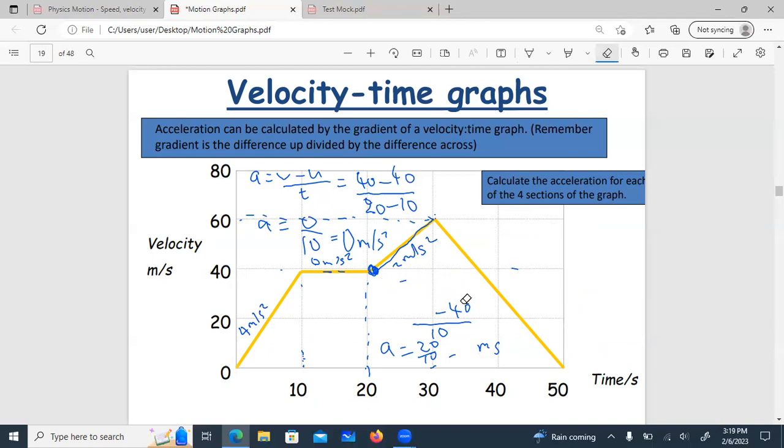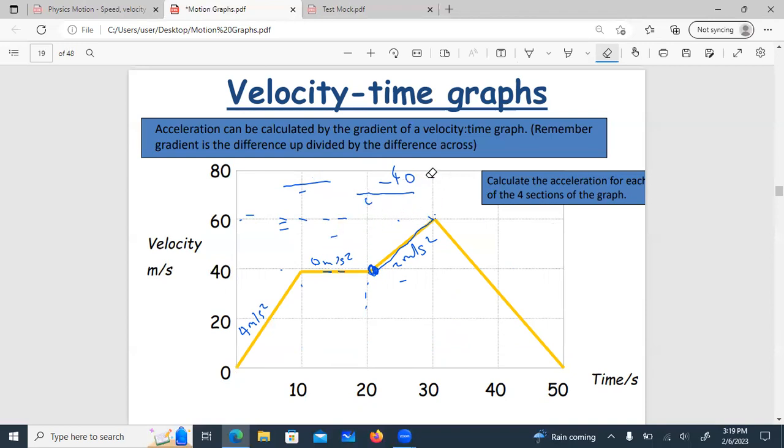Now take note of something about the steepness of the slope, okay? The slope of the graph. When our acceleration is high, the slope is very steep. When acceleration is 0, the slope is not steep at all. You have a flat slope. And when acceleration is low, the slope is not very steep. This is what I mean.